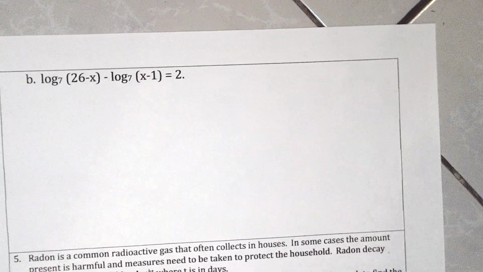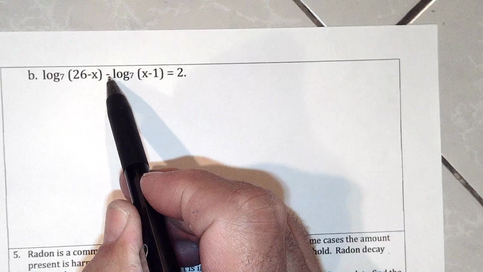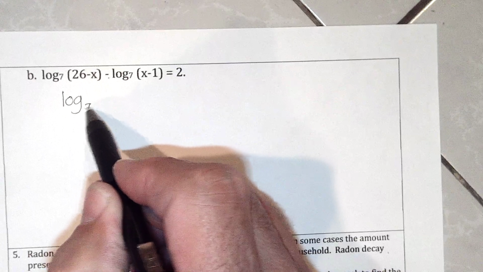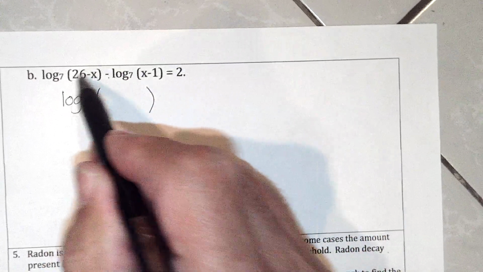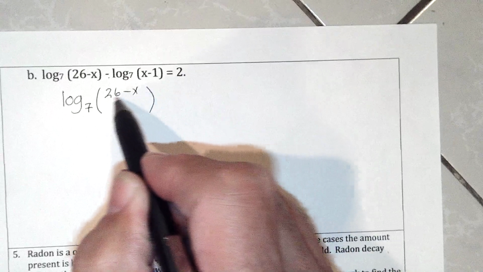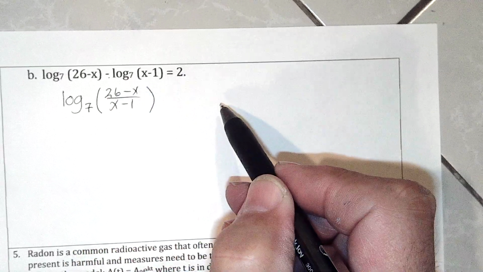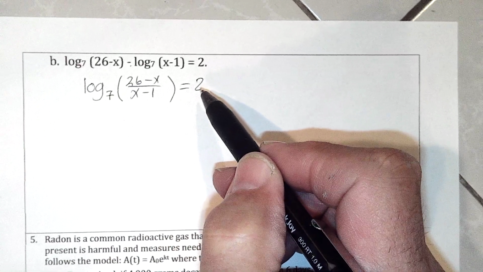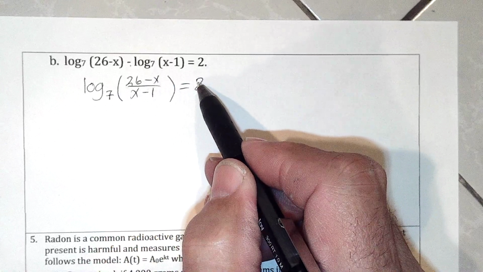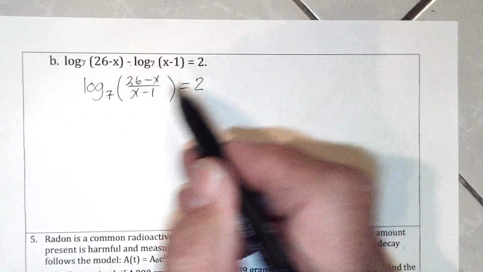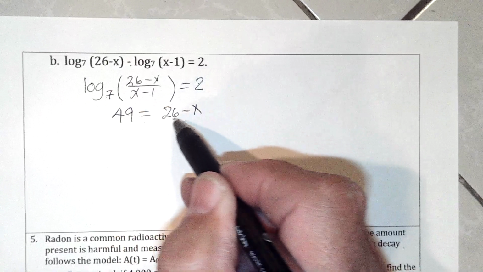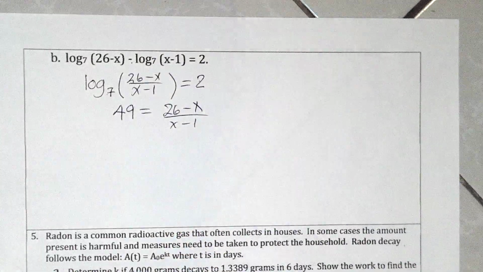4b. So here we're subtracting 2 logs, so that means it goes to a single log, base 7, of a division problem. 26 minus x over x minus 1 equals 2. Writing this as a power equation, it's 7 squared is this. So 7 squared, 49, is 26 minus x over x minus 1.